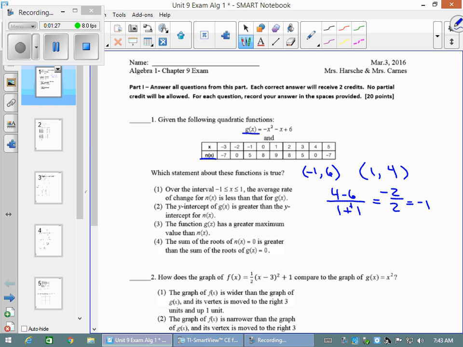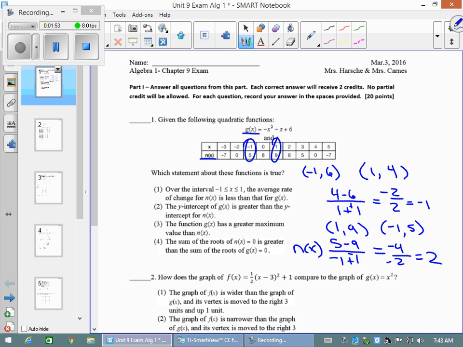Now I'm going to find the slope for n of x between points with x values of 1 and -1. So here are my 2 points there: 1, 9 and -1, 5. So I find the slope is 5 minus 9 divided by -1 minus 1, so I get -4 over -2, which is 2. So is it true that the slope for n of x is less than the slope for g of x? Well, that's not true because 2 is bigger than the slope of -1.